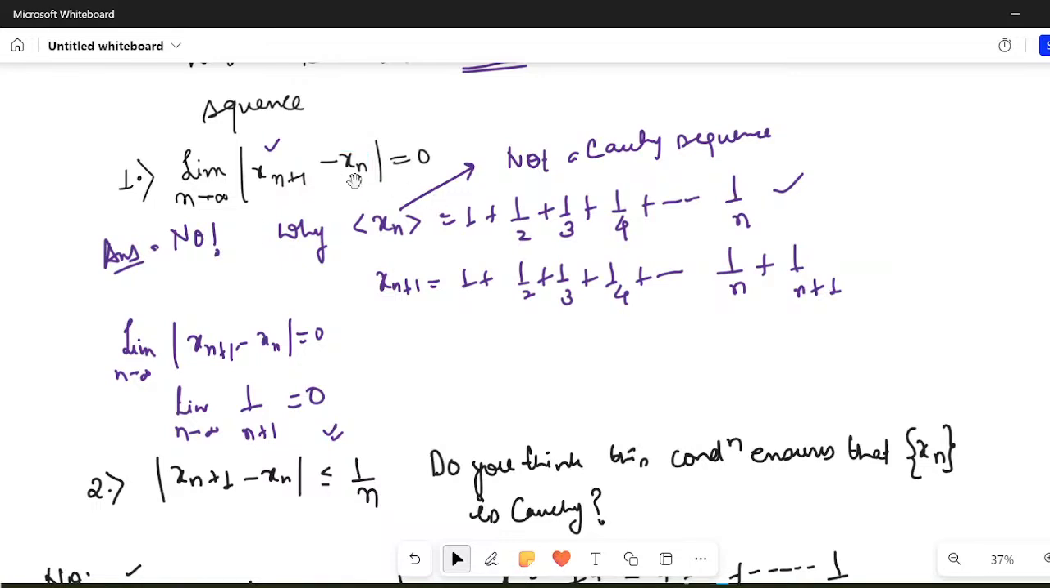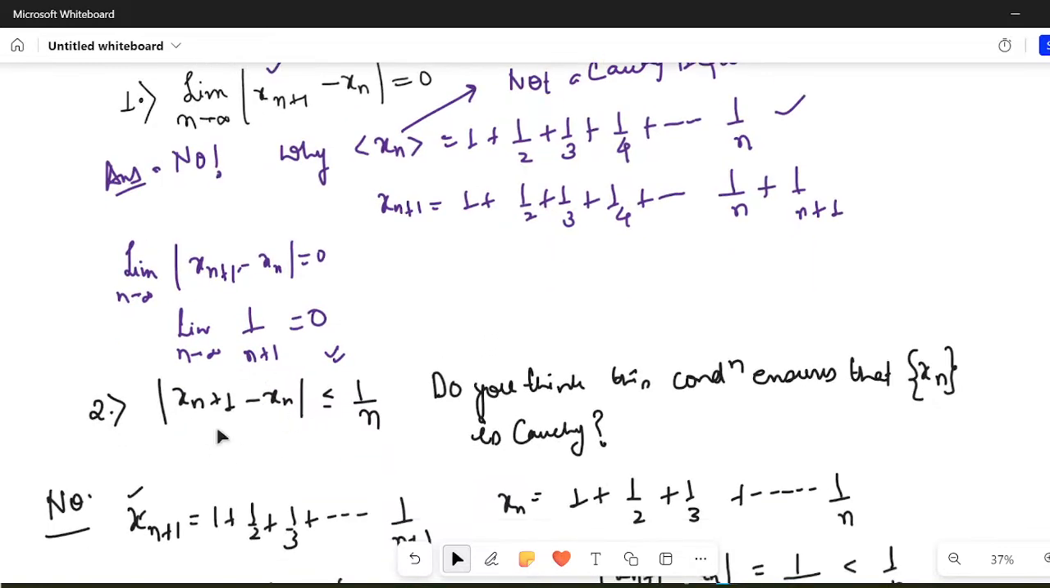No, this condition does not ensure that xn is a Cauchy sequence. Just for giving a counterexample, I have taken xn equal to summation 1 upon n. So clearly, if I take this particular sequence, that is 1 plus 1 by 2 plus 1 by 3 plus 1 by 4 and so on up to 1 upon n, then this indeed satisfies this condition, but I know that xn is not a Cauchy sequence.